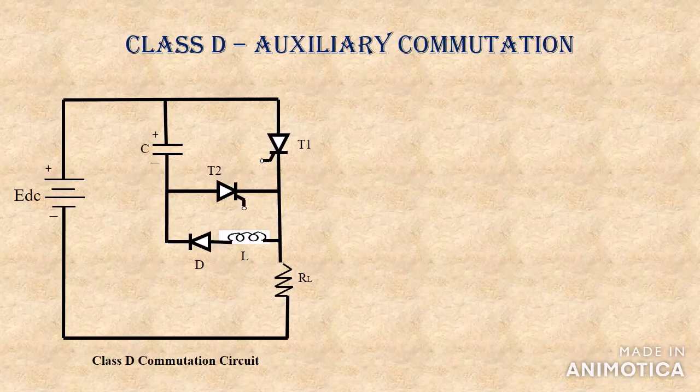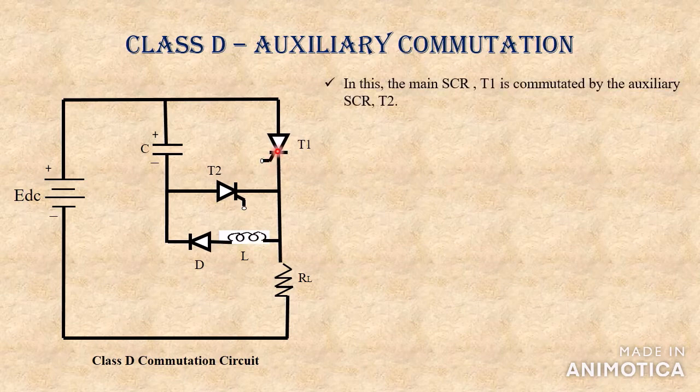So in this lecture we'll discuss the class T commutation. This class T commutation is also called the auxiliary commutation. So this is a circuit diagram used for class T commutation. Here T1 is the main thyristor.